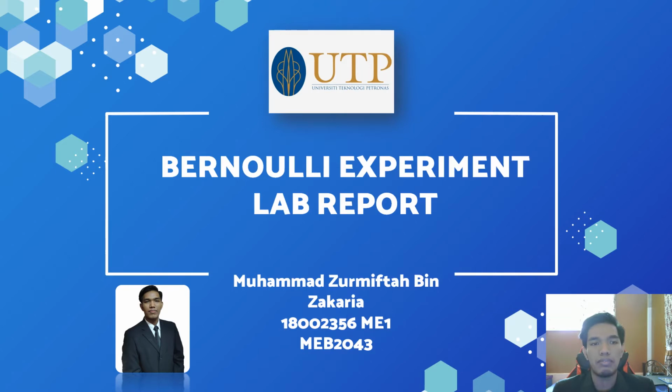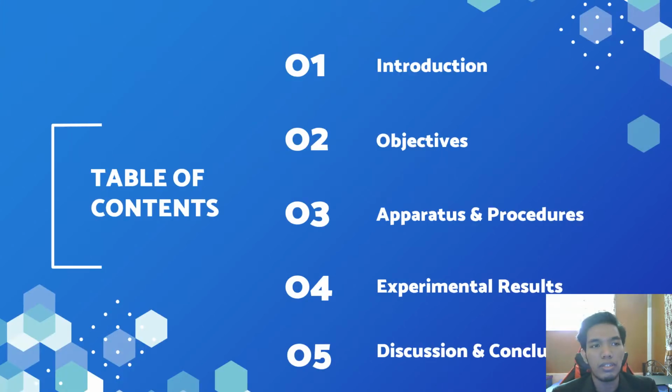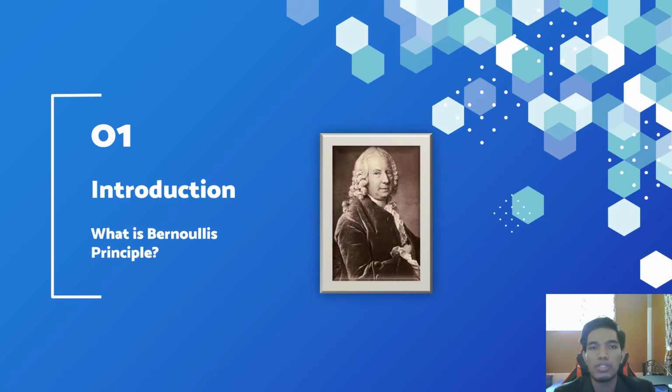I'm going to present about the Bernoulli experiment lab report. For this lab report we are going to cover 5 contents, which are introductions, objective, apparatus and procedures, experimental results, and last but not least the discussions and conclusions. Alright, so we will start with the introductions first. So what is Bernoulli's principle?